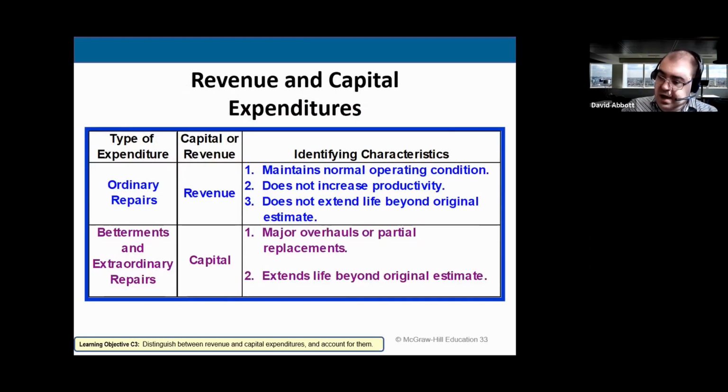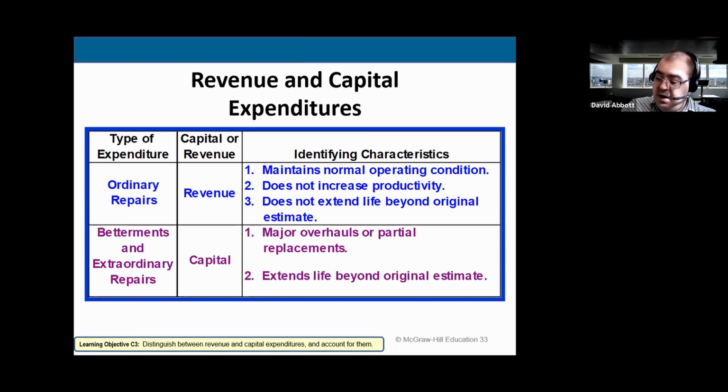Revenue and capital expenditures. Ordinary repairs are expenditures that keep an asset in normal good operating condition. Ordinary repairs do not extend an asset's useful life or increase its production beyond original expectations. Examples are the normal costs of cleaning, lubricating, adjusting, oil changing, and replacing small parts of a machine. Ordinary repairs are revenue expenditures. This means their costs are reported as expense on the current period income statement.